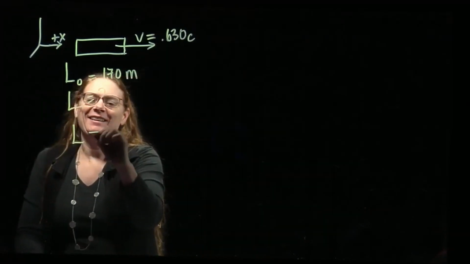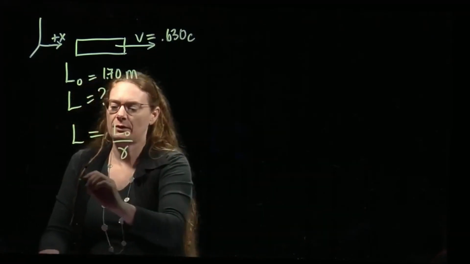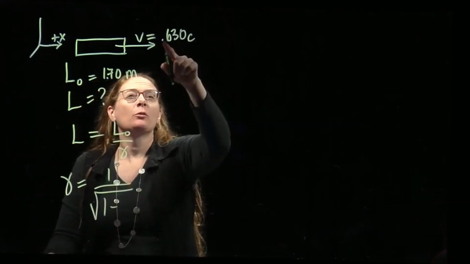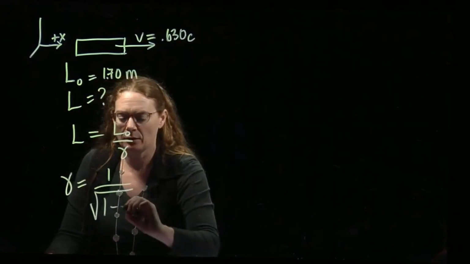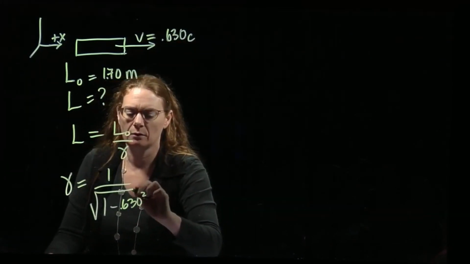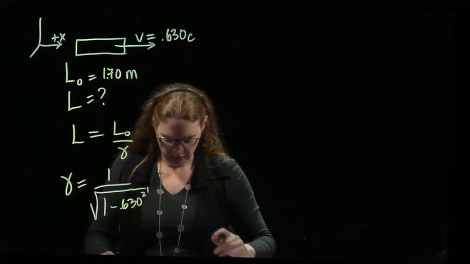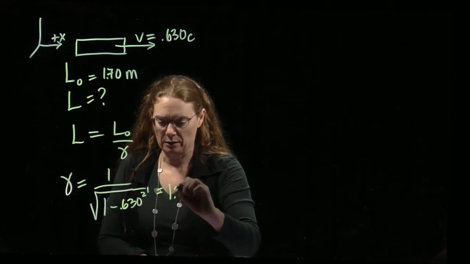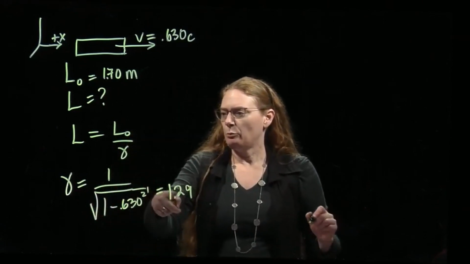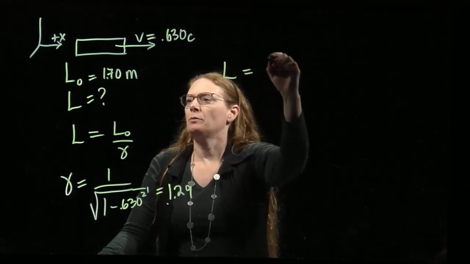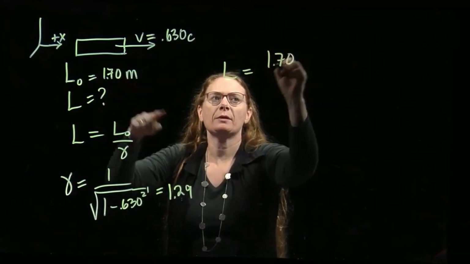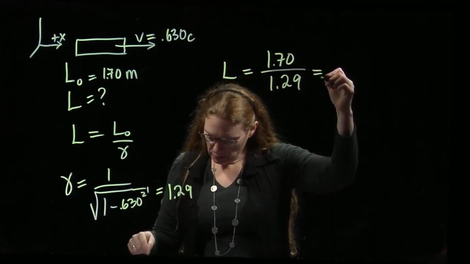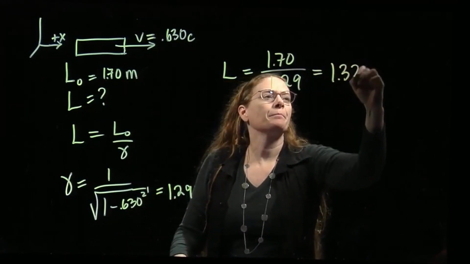We know that L is L naught over gamma. Well, let's figure out what gamma is. 1 over the square root of 1 minus 0.630 c over c, so 0.630 squared. And what do we get for gamma? 1.29, there it is. So gamma is 1.29. The length is going to be our rest length, our proper length, 1.70 over 1.29. And we get an answer of 1.32 meters.